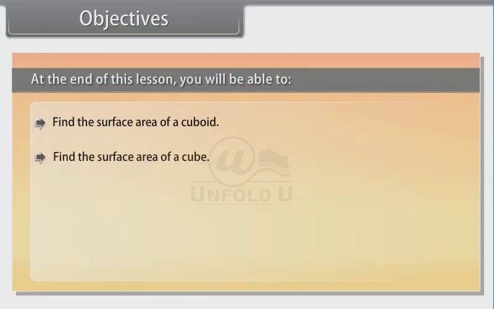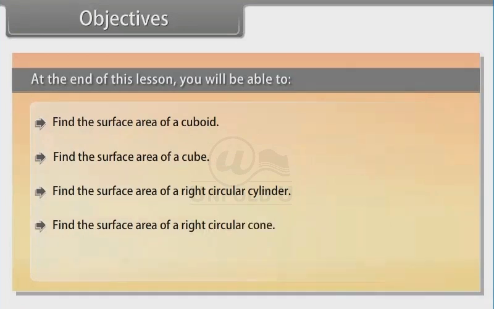Objectives. At the end of this lesson, you'll be able to find the surface area of a cuboid, find the surface area of a cube, find the surface area of a right circular cylinder, find the surface area of a right circular cone, and find the surface area of a sphere. Surface area of a cuboid.